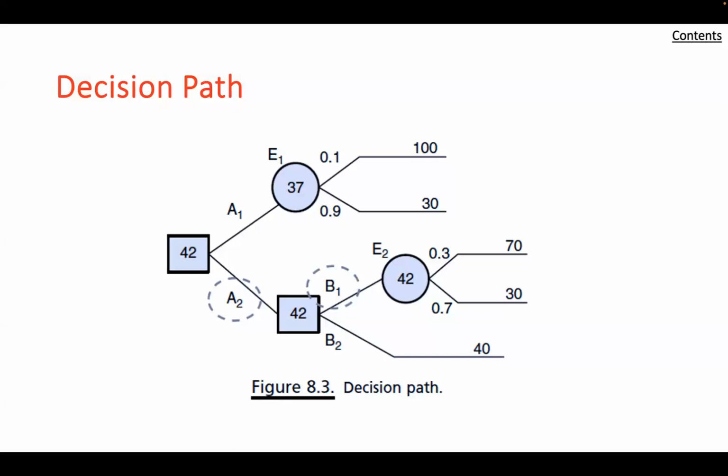In our example, calculating the events yields an expected value of 100 times 0.1 plus 30 times 0.9, which is equal to 37 for E1. And then for E2, it's 70 times 0.3 plus 30 times 0.7, which is 42 for E2. Thus, decision B is between choosing B1 and gaining a value of 42 over B2, which has a value of 40.